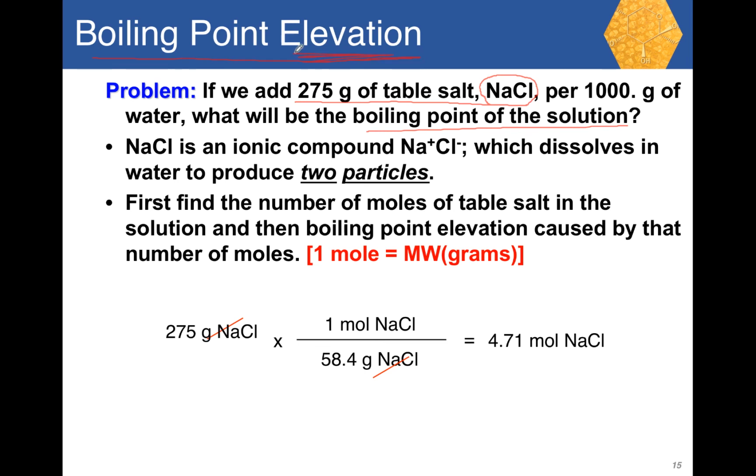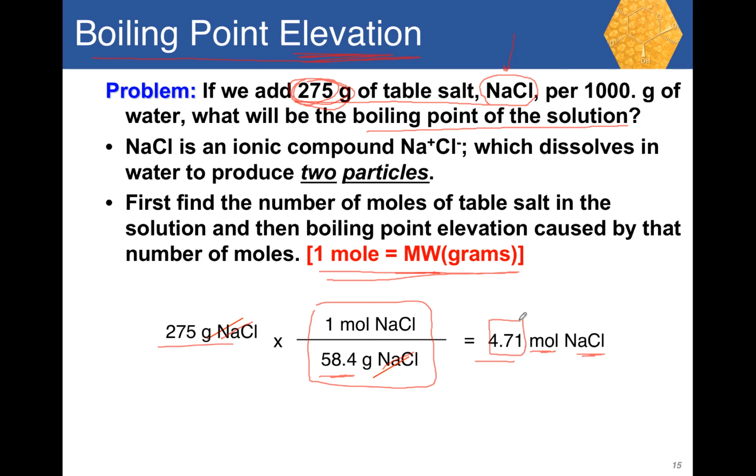So let's see if we can apply this concept here. We have 275 grams. First of all, we'll convert the grams to moles. Here's the conversion factor. So you need your periodic table. Add up the atomic weights here for sodium and chlorine. And what you'll get is 58.4 grams per mole. That's the molecular weight here. And this will be the equation that we'll set up so that these cancel out and we end up with moles. So once you do the math here, you end up with 4.71 moles of NaCl.